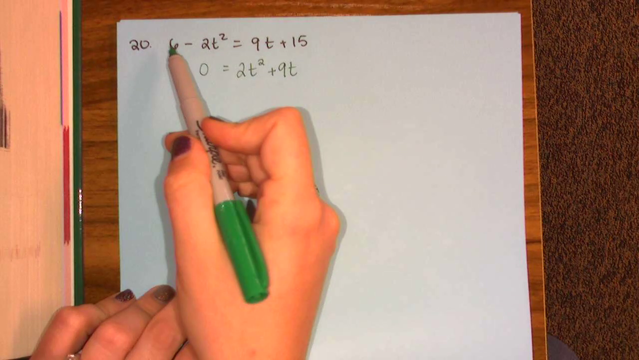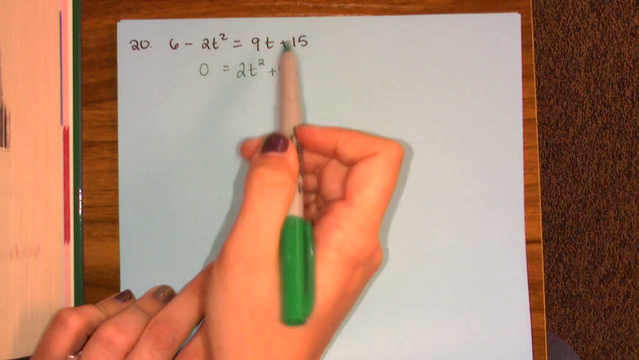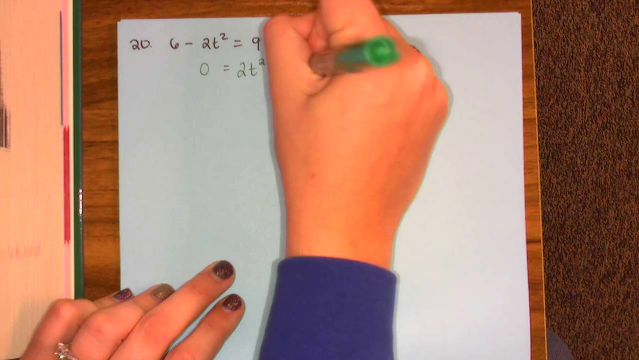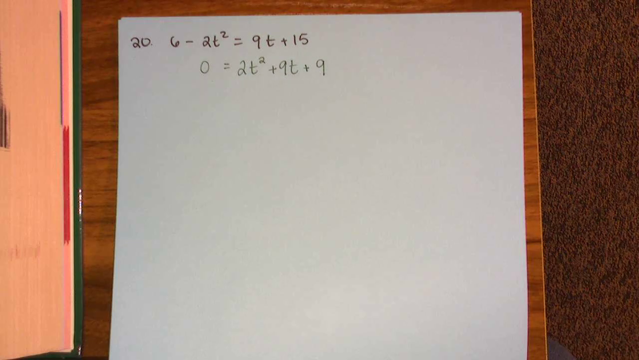Then, in order to get rid of the 6 over here, I have to subtract it, so 15 minus 6 is 9, so plus 9. And now I can proceed with the quadratic formula. So let's pause and let you guys do that one. I'll give you a couple minutes to do that one.